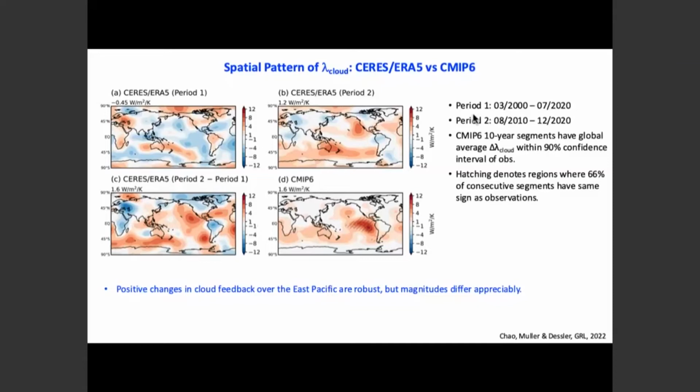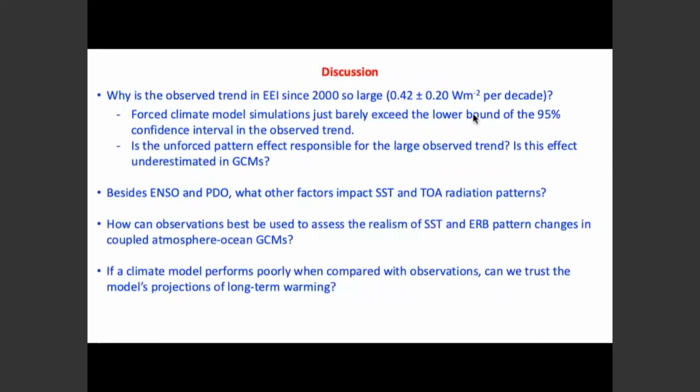But it's a very difficult thing to do, to compare one realization over 20 years with coupled models, because of what we heard: internal variability, you wouldn't expect these to match up, but that's what we have. So how do we use observations to help us understand the models better?